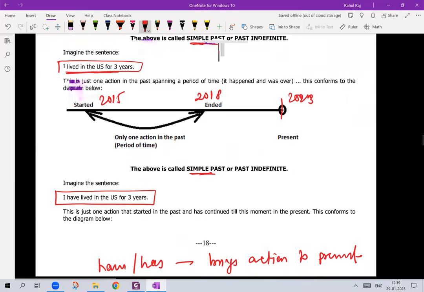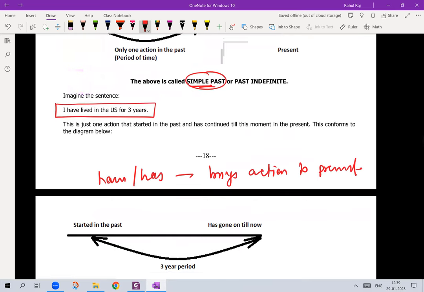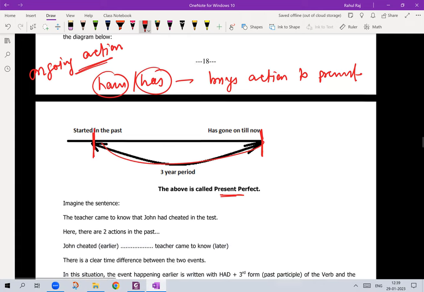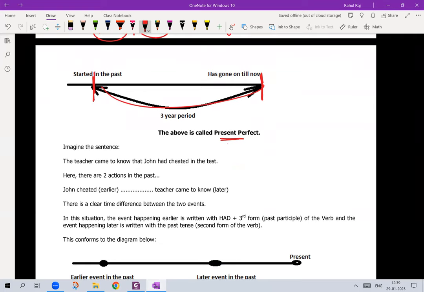When you say I lived in US for 3 years, it's a simple past. The action is started, finished. When you say I've lived in US for 3 years, it means from the last 3 years till now, till present, you were living in US. Have and has always bring actions to present. Always. These are called ongoing actions. But listen, there are some things which will be clear only while solving questions. But you should just know this. I'm trying my best not to use any grammatical names. What else can I do? So this is called present perfect.